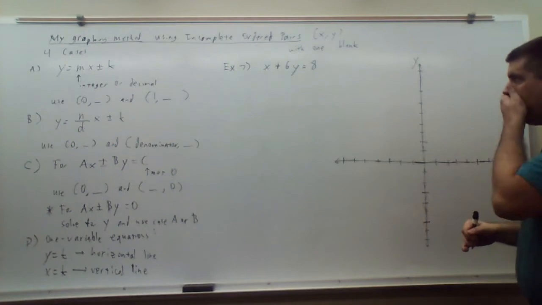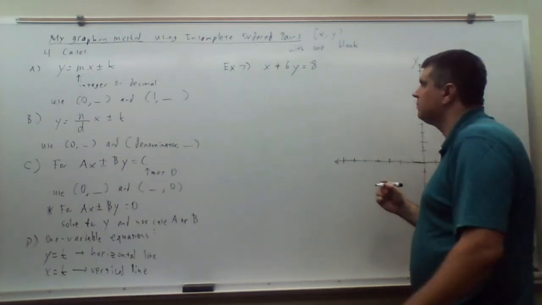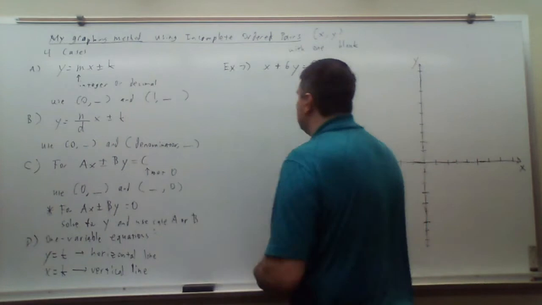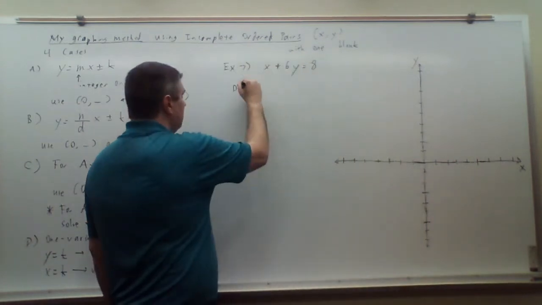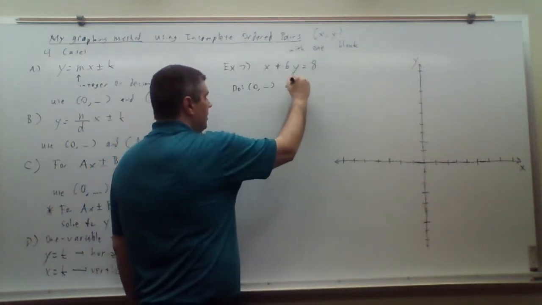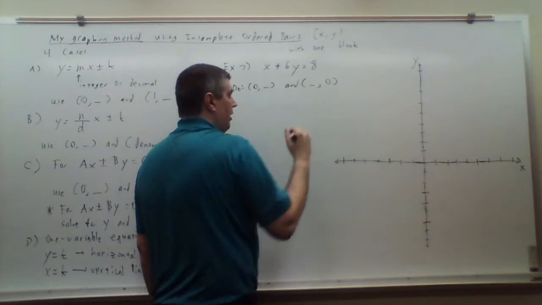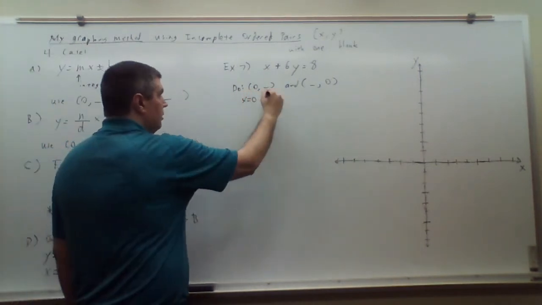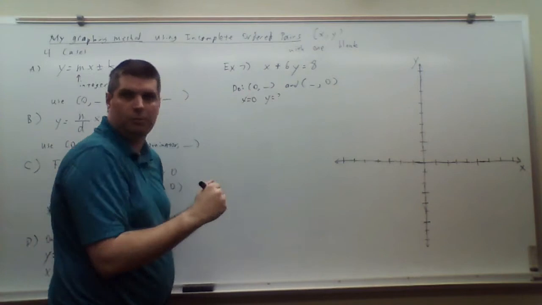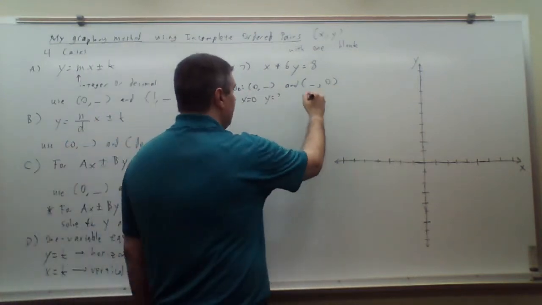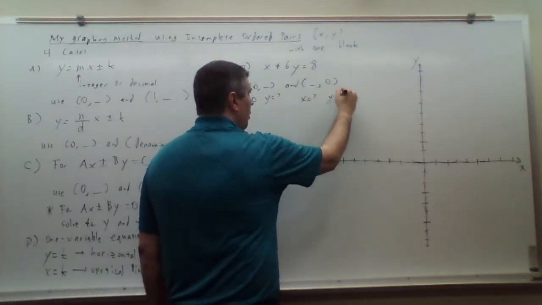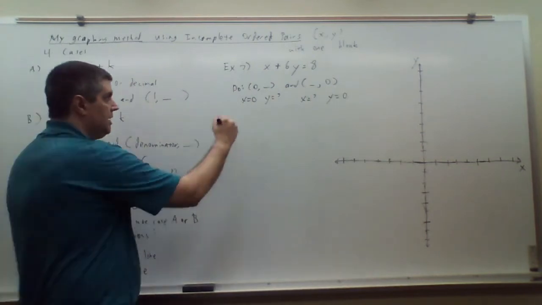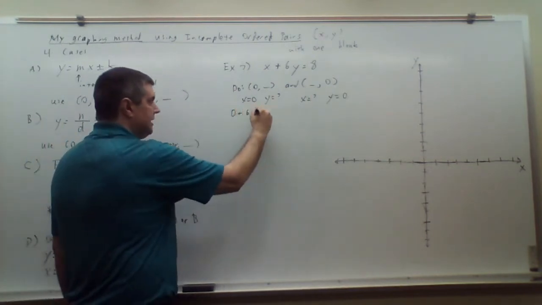So I will proceed to use case C. So do 0 blank and blank 0. So x equals 0, y equals we don't know. Here, x equals we don't know, y is 0. So 0 plus 6y is 8.